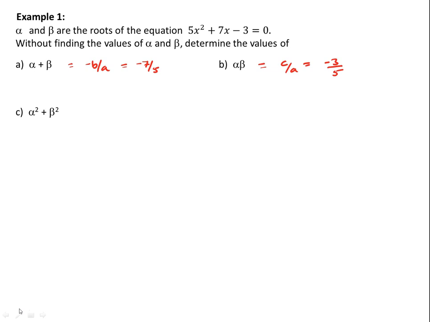The next part requires us to calculate the value of alpha squared plus beta squared. Well, alpha squared plus beta squared is closely related to alpha plus beta all squared, but we know that alpha plus beta all squared is alpha squared plus 2 alpha beta plus beta squared. So really we need to get rid of that 2 alpha beta that we've got to make the algebra correct. So alpha squared plus beta squared is exactly the same thing as alpha plus beta all squared, take away 2 alpha beta.